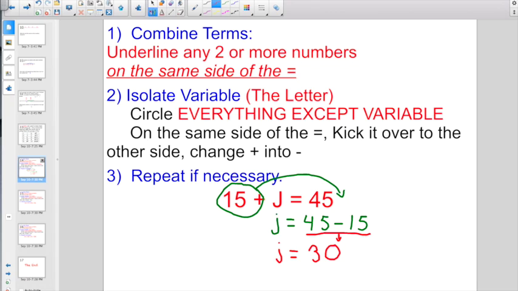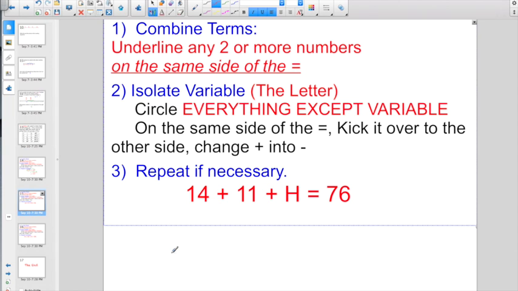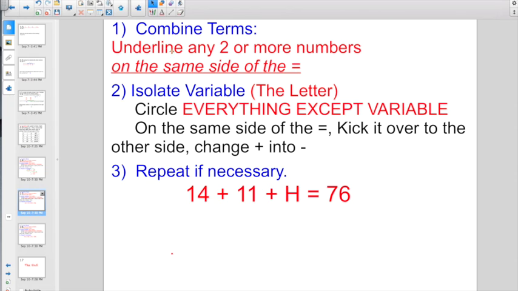Not too tough on that one. Let's try a couple more. So here we go again. The 2 steps and only 2 steps in algebra: combine terms or isolate the variable. Do I have any terms to combine? Here is my equal sign. Yes, I do. I can combine 14 plus 11, right?